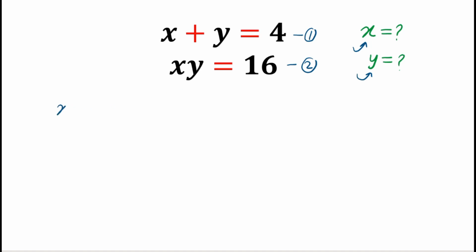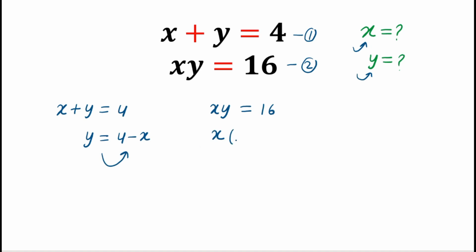Look carefully, equation number first, x plus y equals 4. Now the value of y in terms of x is 4 minus x. Now look at equation number second, x times y equals 16. Here x stays, and y is replaced by 4 minus x. So x times (4 minus x) equals 16. This x is multiplied by 4 minus x, giving 4x minus x squared, and this equals 16.